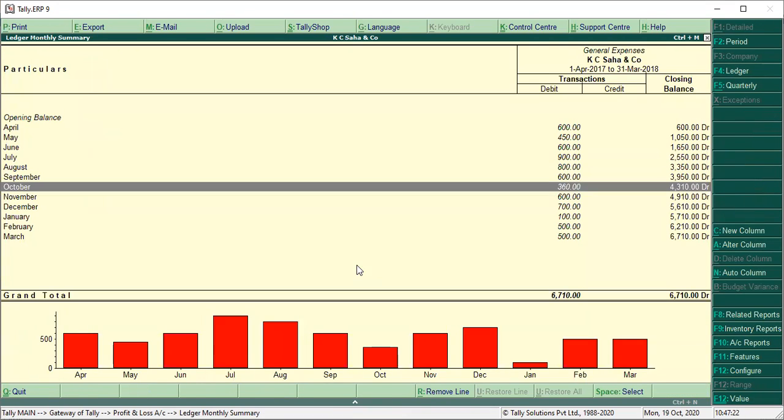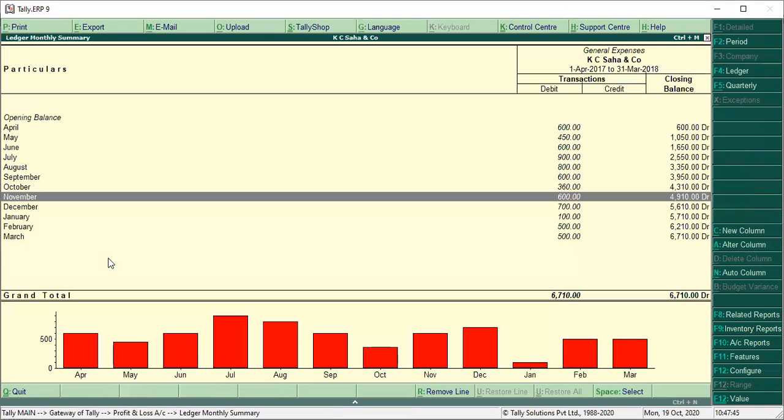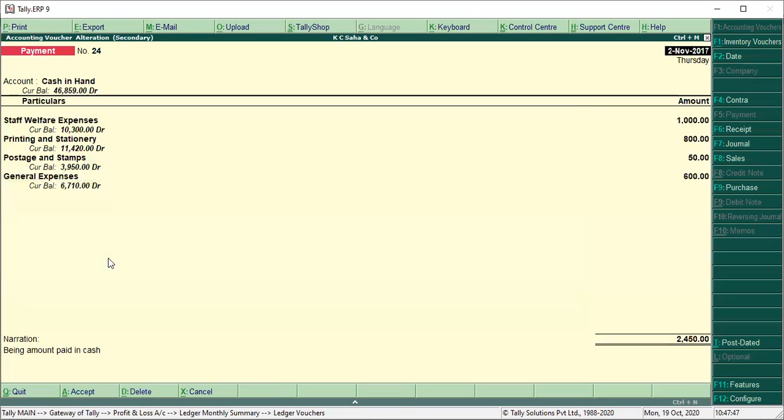नेक्स्ट अक्टूबर मंथ में आप जा सकते हो, यहाँ पे भी सेम बोला है अमाउंट पेड बाय कैश, आपको नरेशन बोला है कि आपने पेमेंट जो किया है वो कैश से किया है, दैट मीन्स ऑल एंट्री इज राइट, नो नीड टू चेंज एनीथिंग। स्टाफ वेलफेयर एक्सपेंसेस, प्रिंटिंग एंड स्टेशनरी, पोस्टेज एंड स्टैम्प एंड जनरल एक्सपेंसेस, you have the entry as a compound journal entry. Okay, so for the month of November, same again, amount paid in cash, same entry is there, no need to change anything.